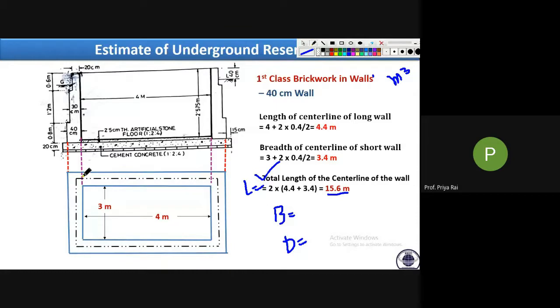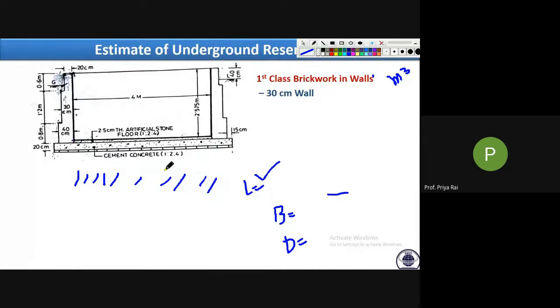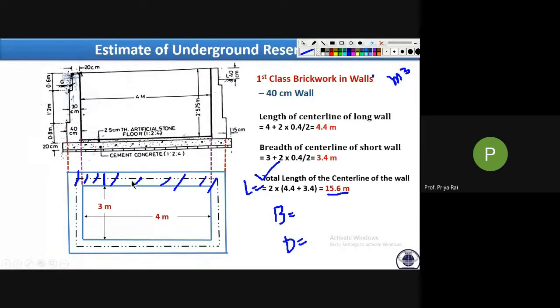See, this is the total length we calculated. This total length is 15.6. If we multiply this length with this breadth, we will get this area. This whole area we will be getting. And if we multiply this total area with this depth, we will get the volume of the 40 centimeter wall. So the breadth is 0.4 meter and the depth is 0.8 meter. Very good.